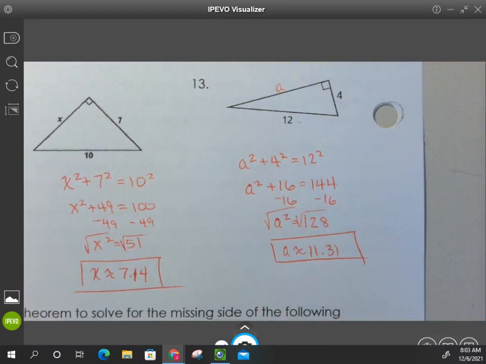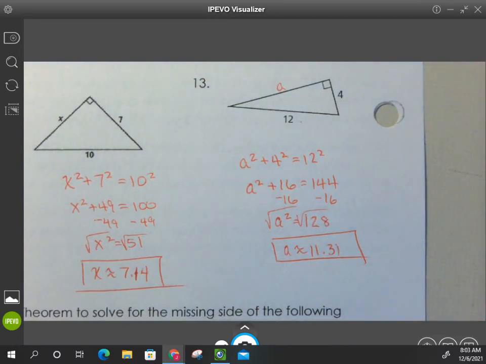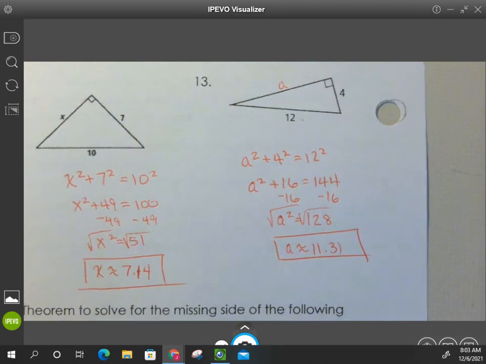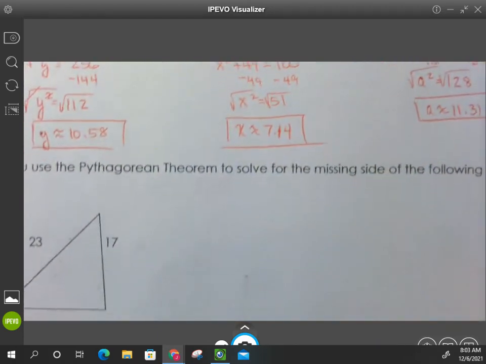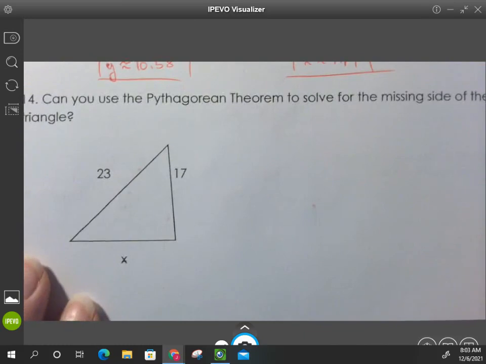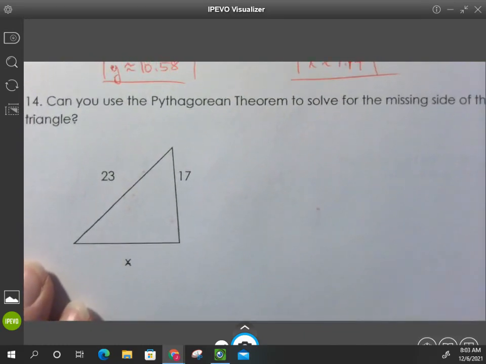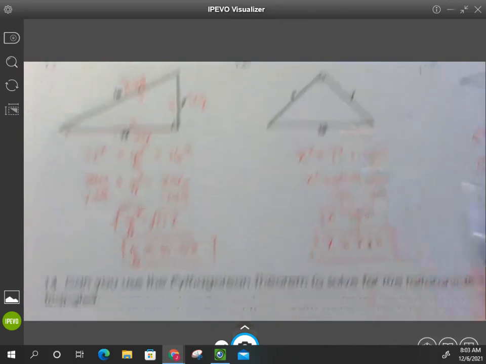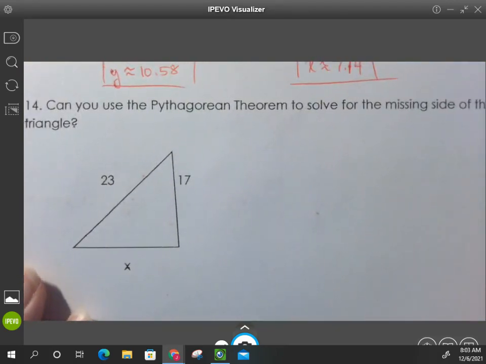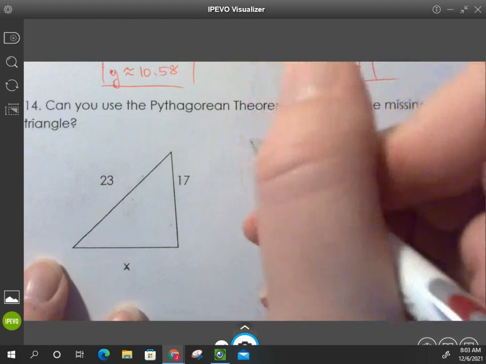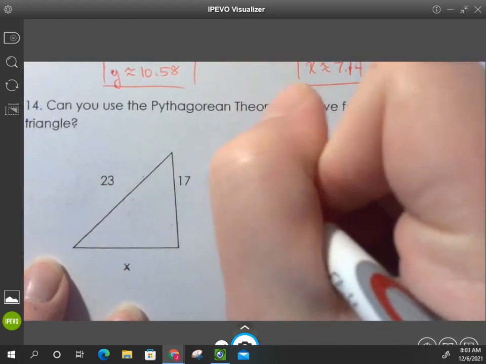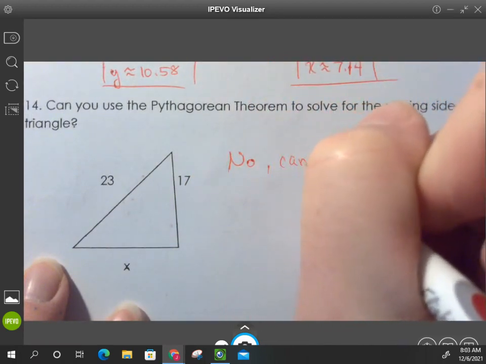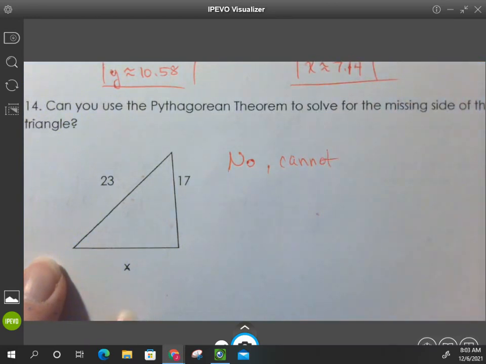All right, so let's talk about this next piece. It says, can you use the Pythagorean theorem to solve for the missing side of the following triangle? Okay, so I'm looking at it, and it looks good. It looks like the last 3 problems we did. We have the 2 sides and the hypotenuse. There's an important reason I cannot do it. So, no. Why can I not? I'm telling you I can't. It looks good. Everything's there, almost.